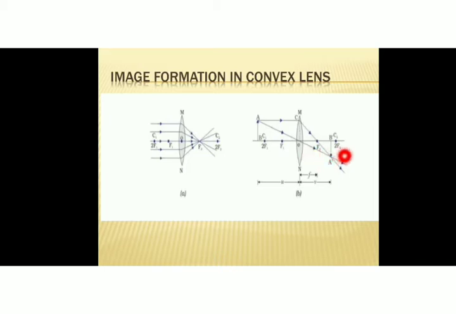It will be a real and inverted image. What will be the size? It is smaller than the object. So it will be a diminished image. Okay, so when the object is beyond 2F1, image is formed between F2 and 2F2. It will be a real, inverted and diminished image.